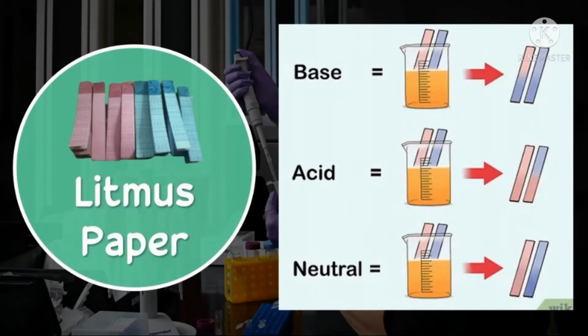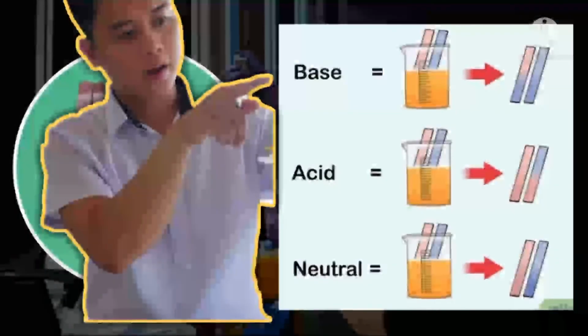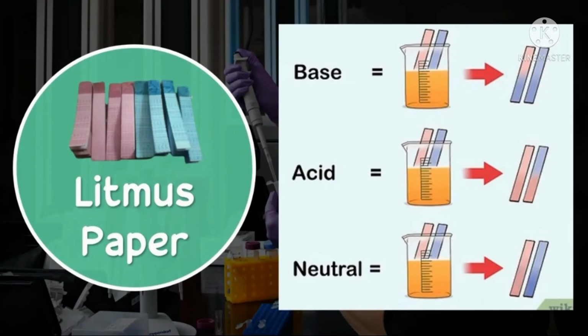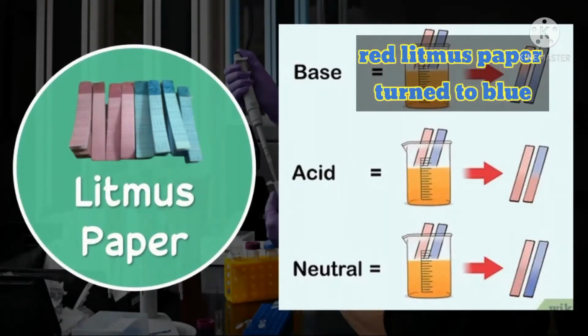Tingin muna tayo sa illustration. Let's focus on the first row, which is all about base. If you can notice, there is no change sa blue litmus paper. Pero sa red litmus paper, we can see a very significant change. The red litmus paper turned into blue. It's subjected sa isang base.